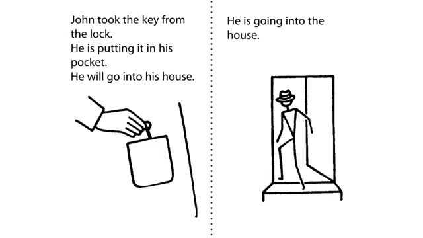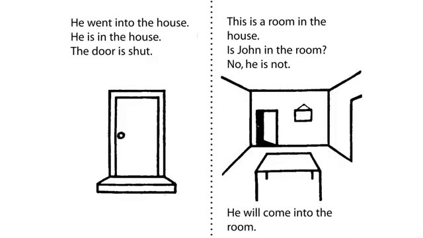John took the key from the lock. He is putting it in his pocket. He will go into his house. He is going into the house. He went into the house. He is in the house. The door is shut. This is a room in the house.